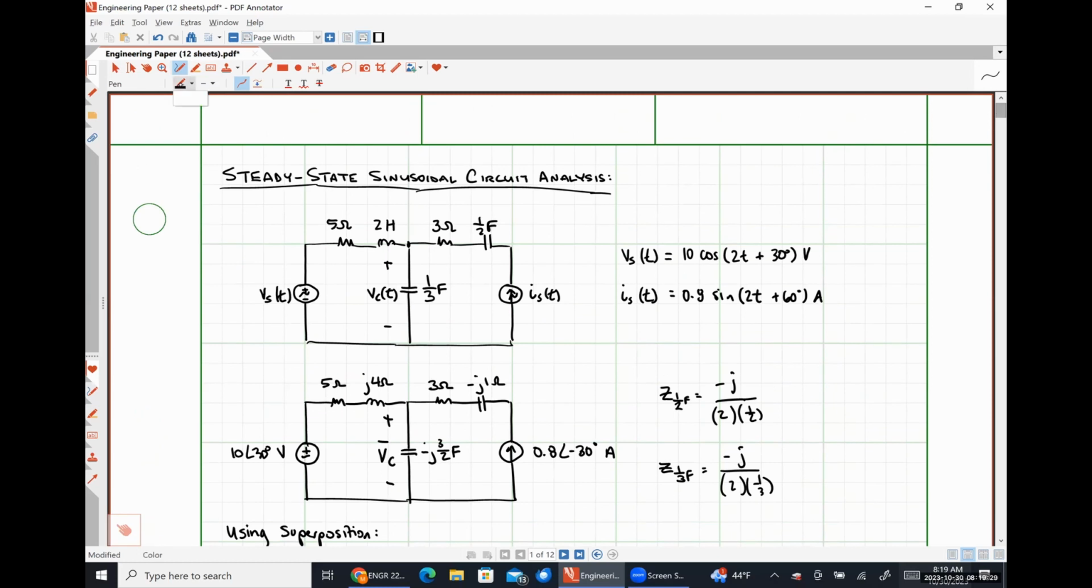My goal in this problem was to solve for the capacitor voltage in the time domain. We solved for the capacitor voltage in the frequency domain. Our last step is to convert back from the frequency domain into the time domain. How do we do that?